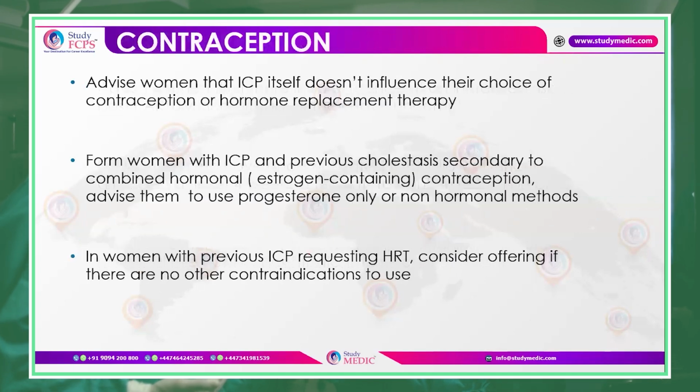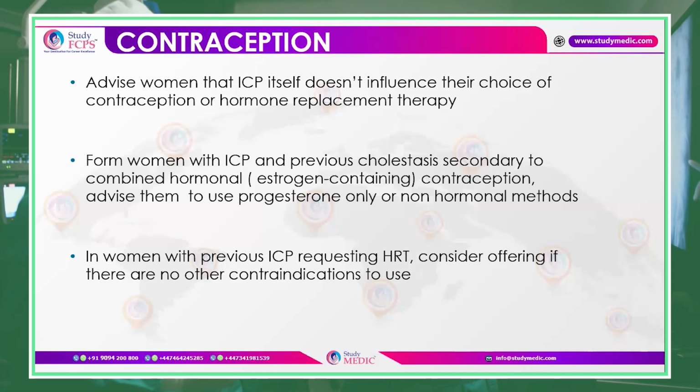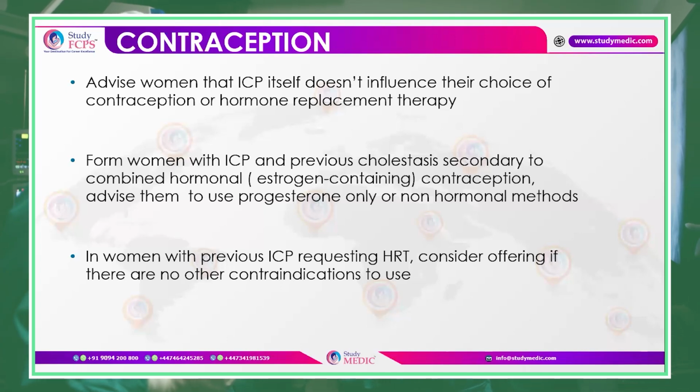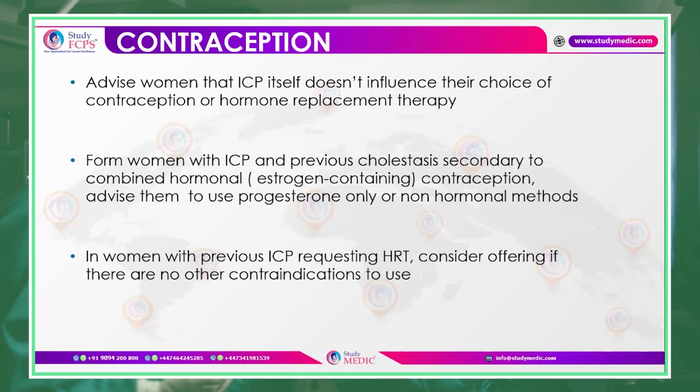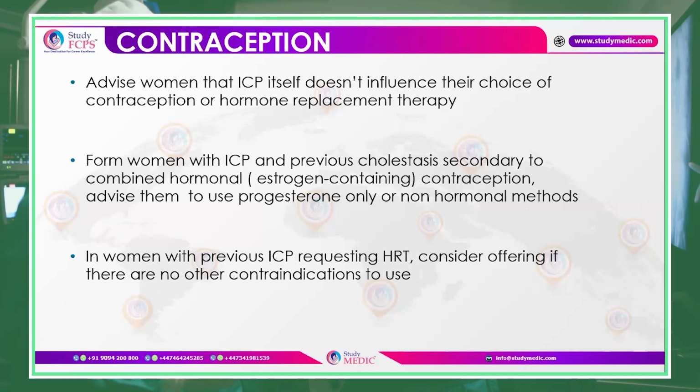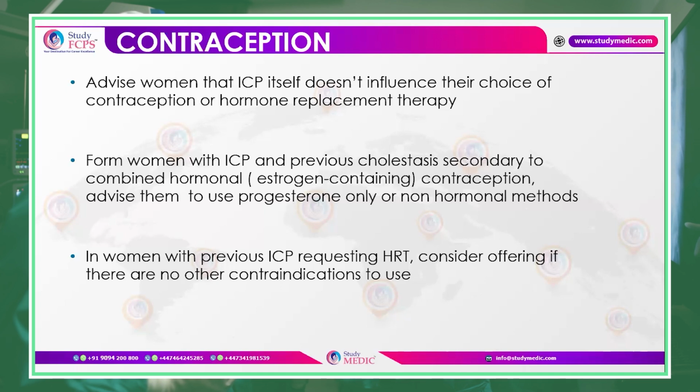What contraception can be offered? Advise women that intrahepatic cholestasis of pregnancy itself does not influence their choices of contraception or hormone replacement therapy. However, for women with intrahepatic cholestasis of pregnancy and previous cholestasis secondary to combined hormonal contraception, that would include estrogen containing, advise them to switch to progesterone-only contraception or non-hormonal methods. In women with previous intrahepatic cholestasis of pregnancy requesting hormone replacement therapy, consider offering it if there are no other contraindications to use.